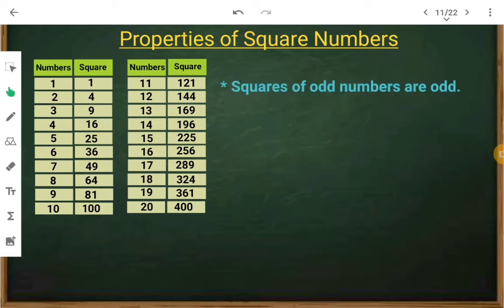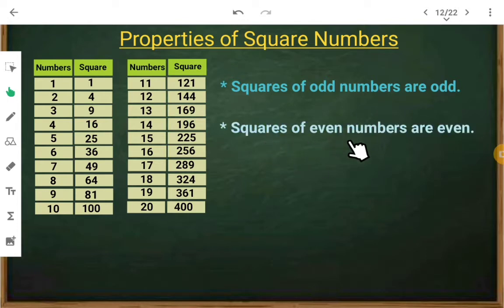Next, we are going to see the property of the square of odd numbers. That is, if you are squaring an odd number, for example, 3. 3 is an odd number. 3 square is 9. 9 is also an odd number. If I am taking 15, 15 is an odd number. What is 15 square? 225. 225 is also an odd number. So, if you square an odd number, the square number is also odd. In the same way, the squares of even numbers are also even.